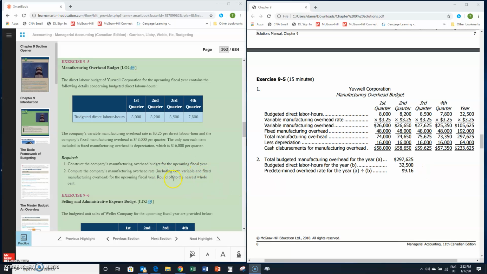We were asked here to round off to the nearest whole cent. So $9.16.